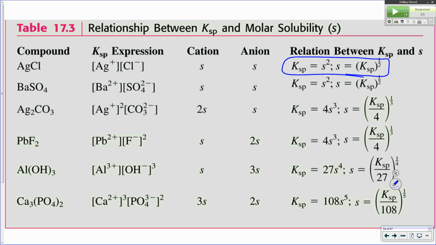And it doesn't matter if that salt is singly charged or doubly charged, as long as the mole ratio is 1-to-1. Like in silver chloride, it's S and S. In barium sulfate, plus 2 minus 2, it's still S to S, and it's the exact same formula. But if I change the mole ratio, it changes. So the next one's silver carbonate.